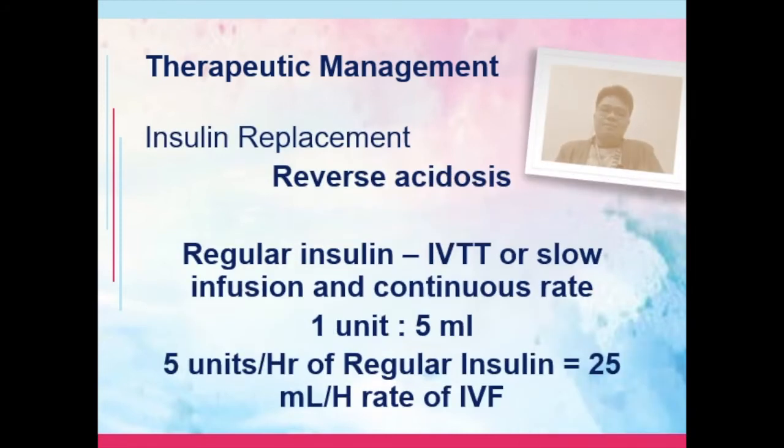Then insulin replacement. This time it's indicated to reverse your acidosis. Your regular insulin could be given IV drip or slow infusion and at a continuous rate of 1 unit per 5 ml. In such a way that we can administer 5 units per hour of regular insulin, to commensurate with the ml per hour rate of your IV fluid. So class, remember the only insulin that could be administered IV is your regular insulin.